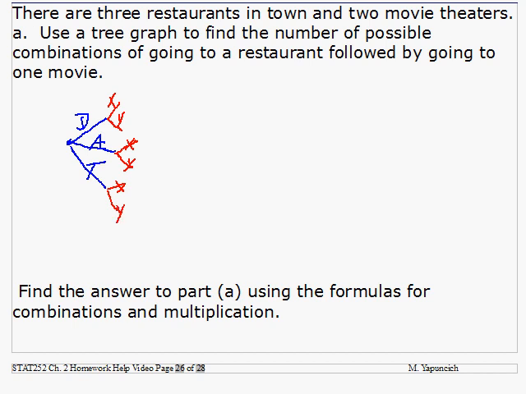Now, to write out these lists, you just write out the combinations you get here. DX, DY, AX, AY. This is Taco Bell, and then go to movie theater X. So what do I have? 6.